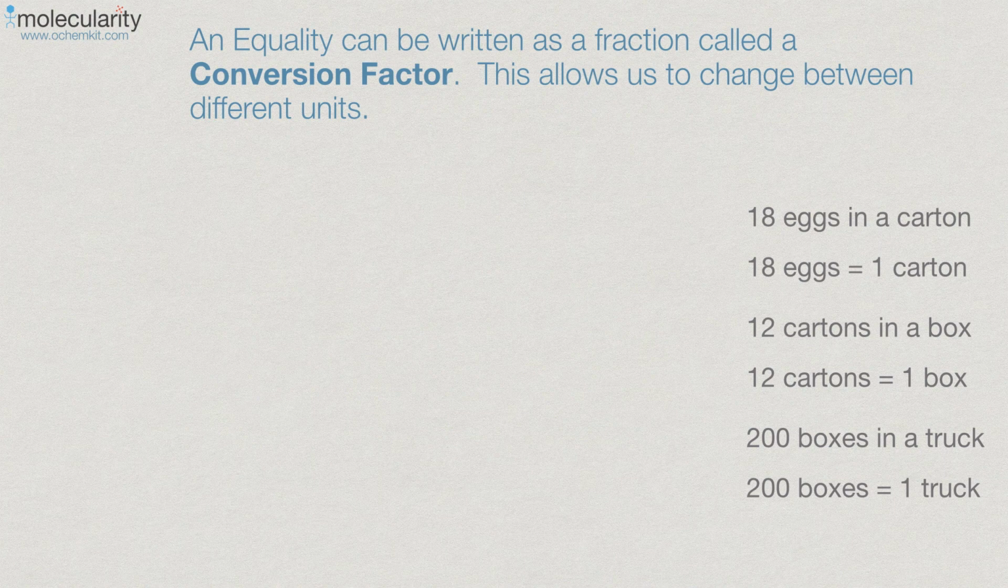An equality can be written as a fraction called a conversion factor. This allows us to change between two different units. In this example, let's divide both sides by 1 carton. We have 18 eggs over 1 carton is equal to 1 carton over 1 carton, which is equal to 1. But we can also divide both sides by 18 eggs. So we have 18 eggs over 18 eggs, which is equal to 1, which is also equal to 1 carton over 18 eggs. We get two conversion factors from one equality, eggs over carton and carton over eggs.